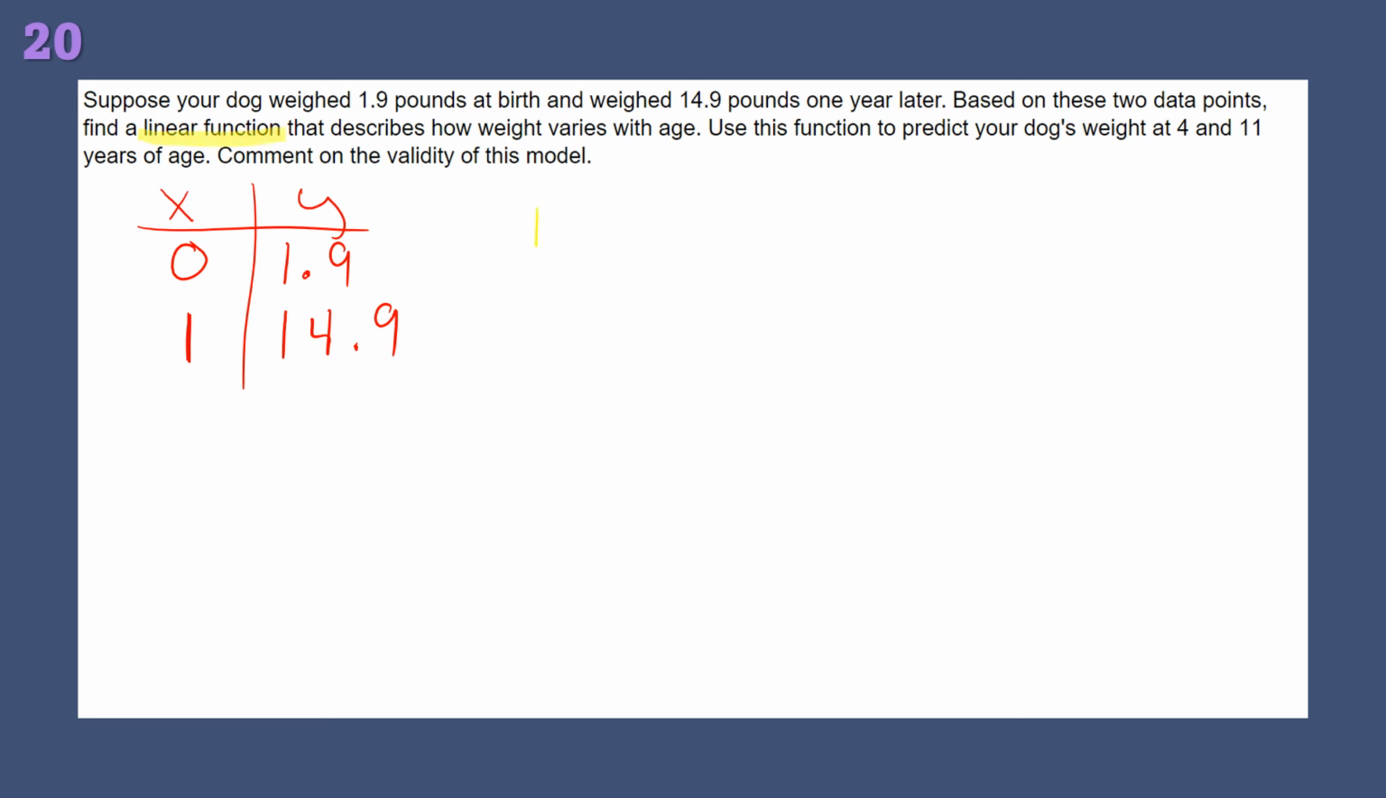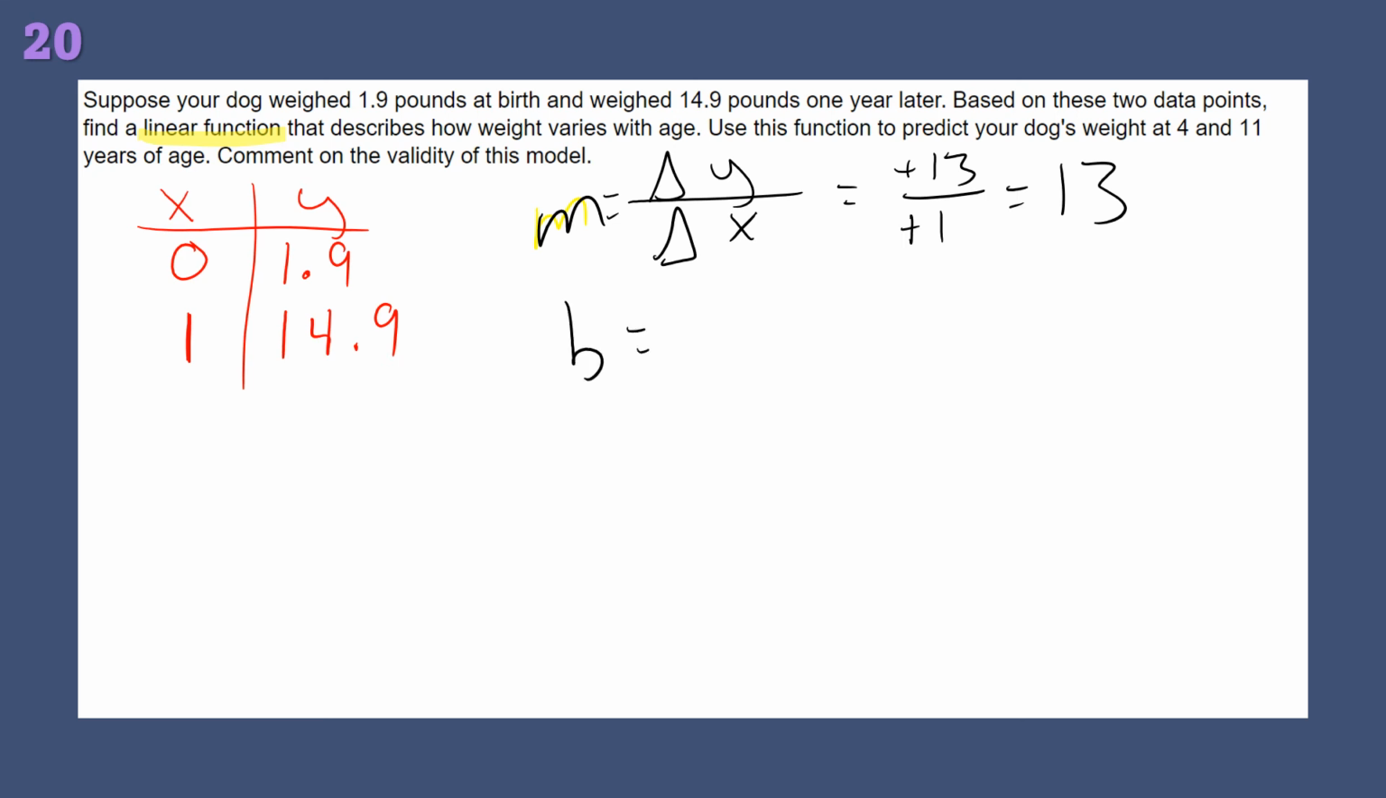So we're going to find the slope by looking at those 2 points, and that means we're going to do the change in y over the change in x. How much did y change? Y went up 13. How much did x change? X only went up 1. So our slope is 13. The next thing we need is our y-intercept. It's when x is 0, so in this case, it's 1.9. We have it right there. So we can write our function as y equals 13x plus 1.9.